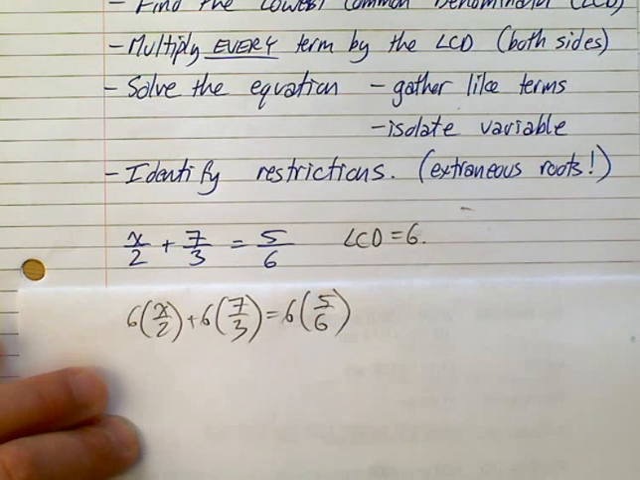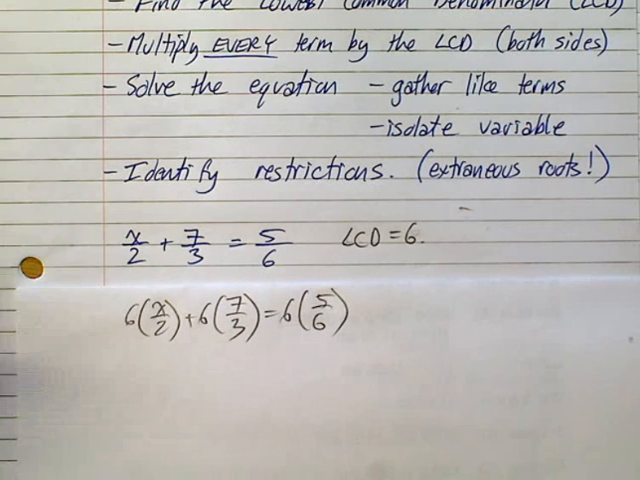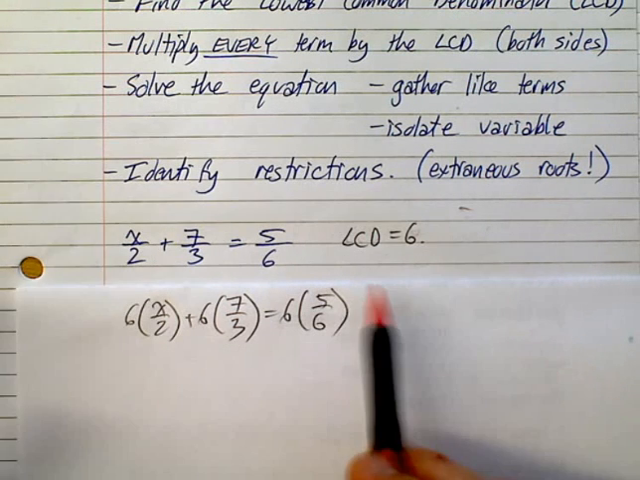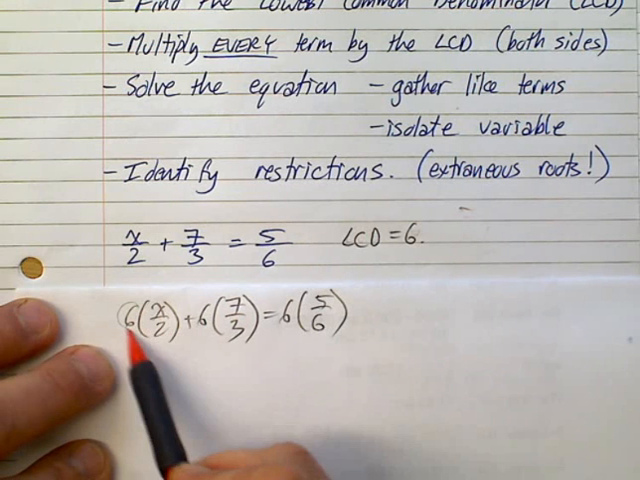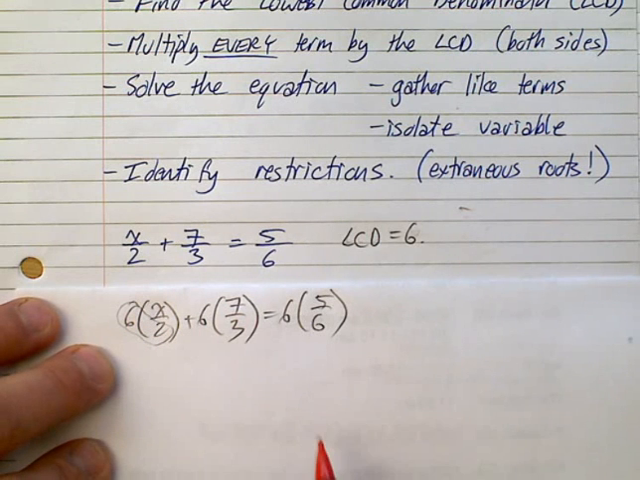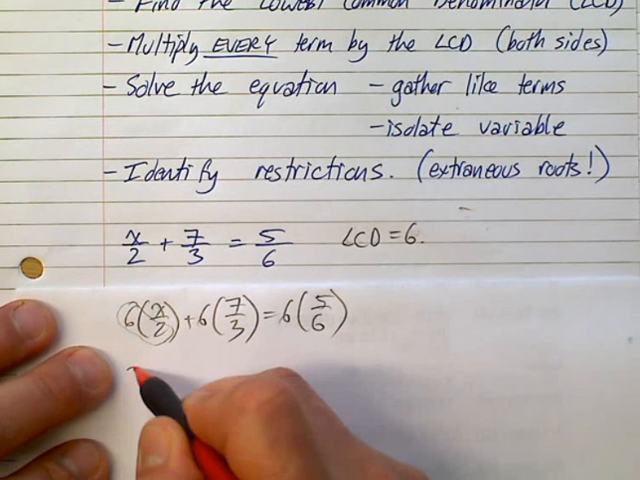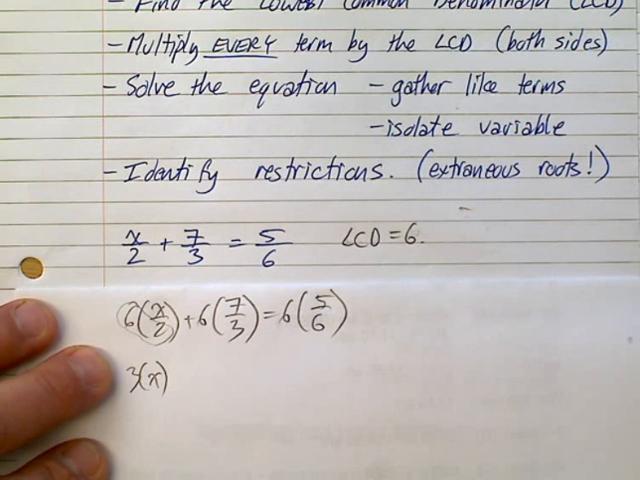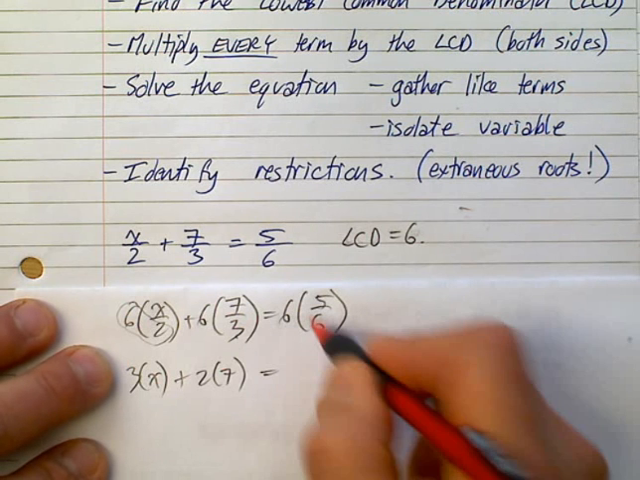And now we can get rid of those denominators. I've seen many people multiply this out and then try to simplify. I'm trying to show you a little quicker way here. You know that the denominator goes into your LCD. That's the whole point. So let's see how many times. The 2 goes into the 6 3 times, so that just becomes 3x. The 3 goes into 6 2 times, so that just becomes 2 times 7. And then the 6s just cancel, so you got 5.